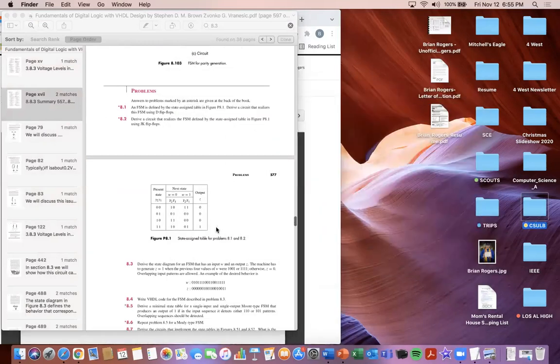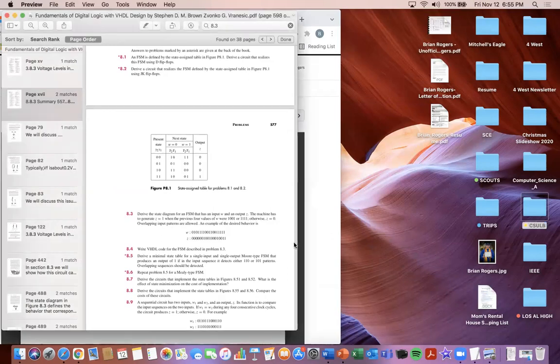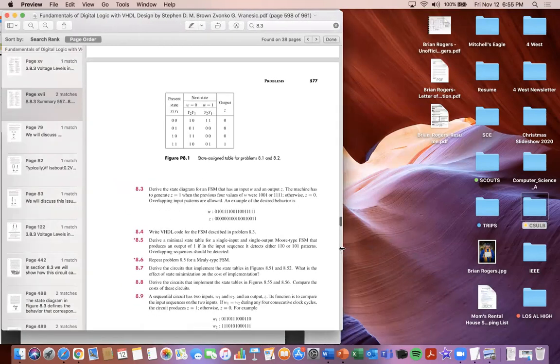8.3 says: derive the state diagram for a finite state machine that has input W and output Z. The machine has to generate Z equals 1 when the previous 4 values of W were 1001 or 1111. Otherwise, Z is equal to 0. Overlapping input patterns are allowed. An example desired pattern is here. So when I see this, I just know Z is 1 when these 4 occur or when these 4 occur.